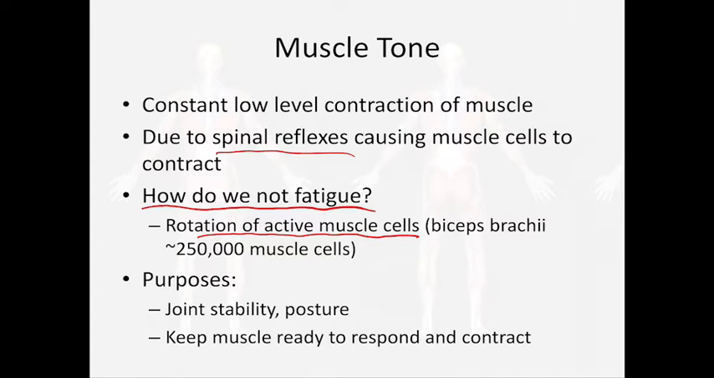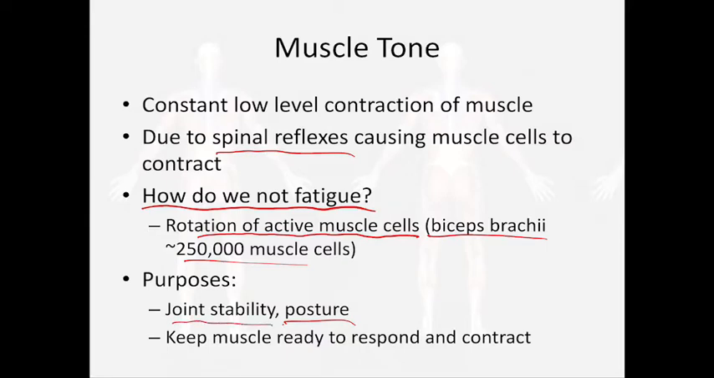Those ones get to take a break, other ones kick in, and eventually those initial ones rotate back in. For example, in just a small muscle like the biceps brachii, there are about 250,000 muscle cells. But we have much, much larger muscles than that, so we get to rotate through those and maintain constant force.